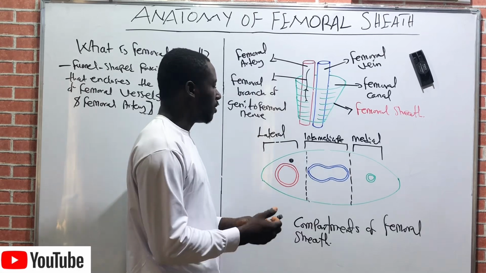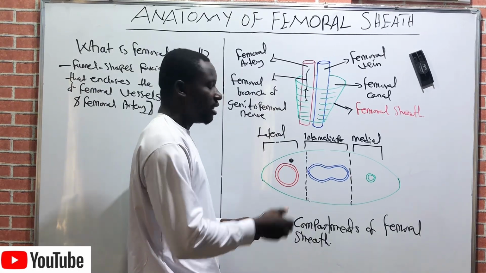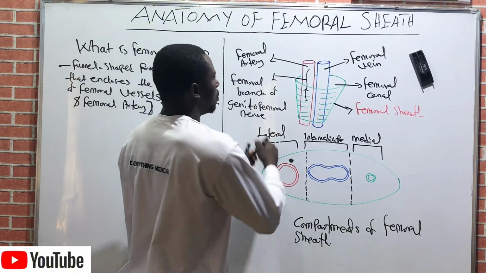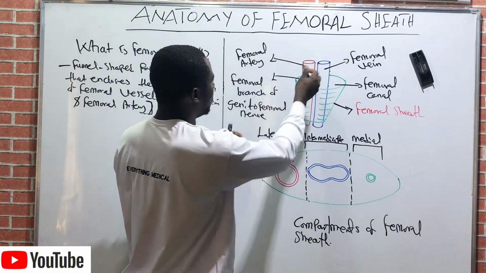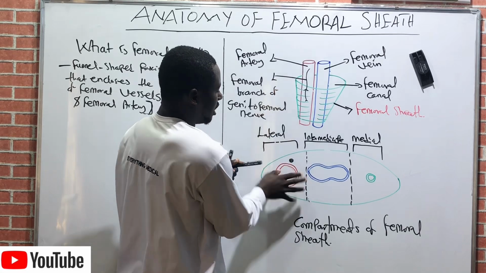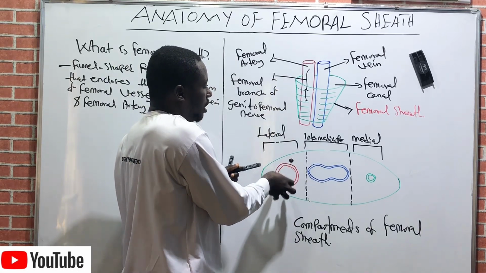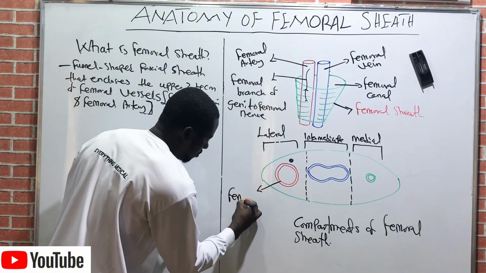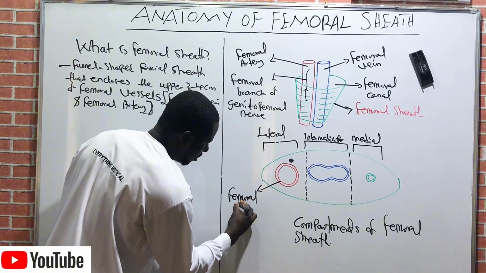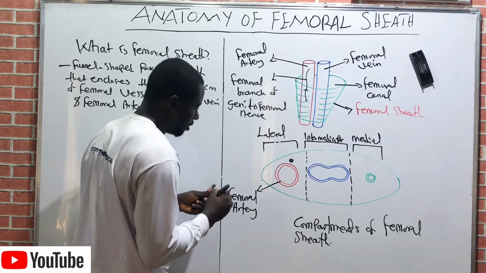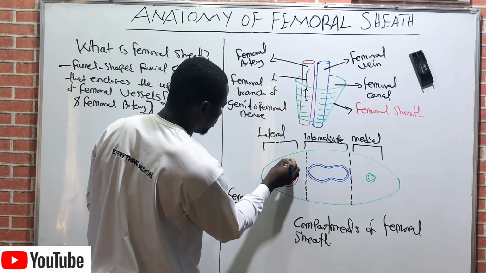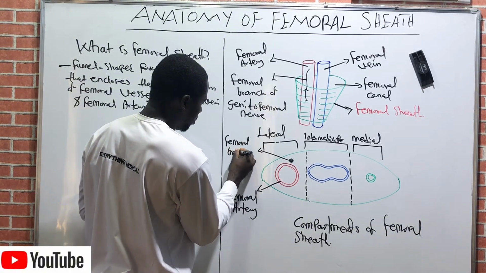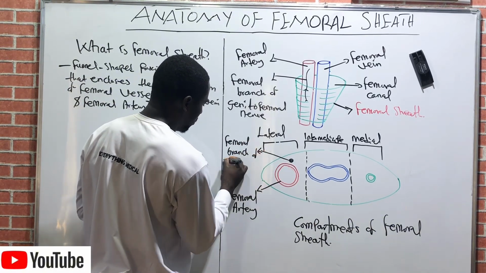What are the contents of the lateral compartment? It is the femoral artery and the femoral branch of genitofemoral nerve. Look at the content here. As you can see, this femoral artery and this nerve are the contents that form the lateral compartment. Here we have the femoral artery. Here we have the femoral branch of genitofemoral nerve.